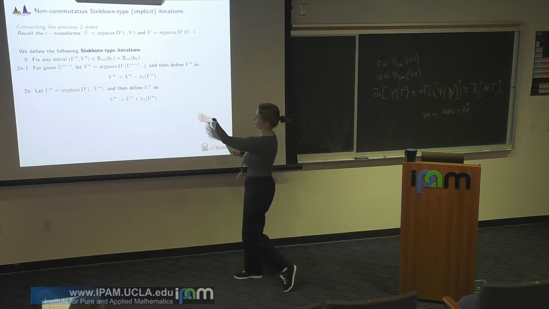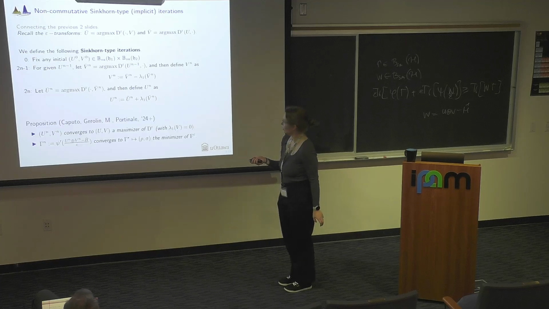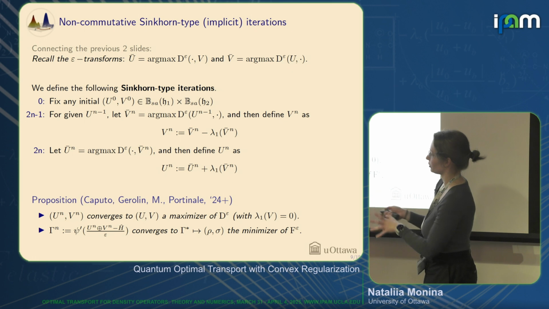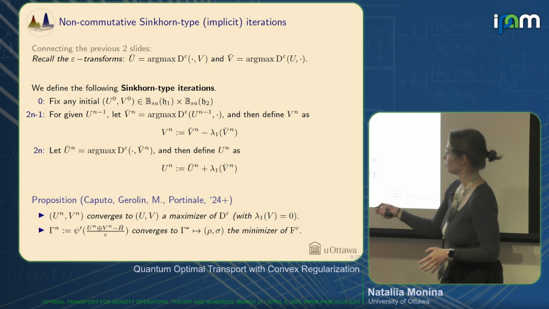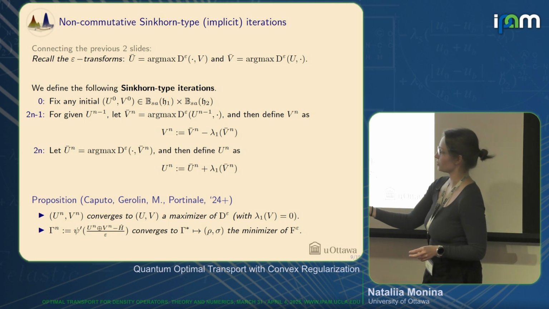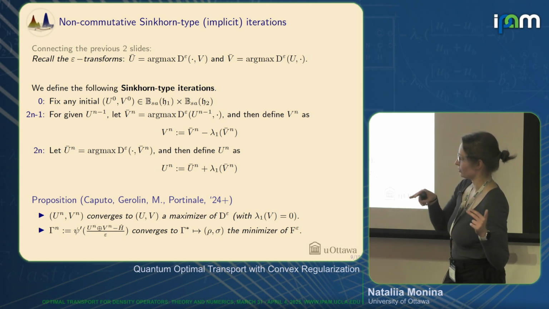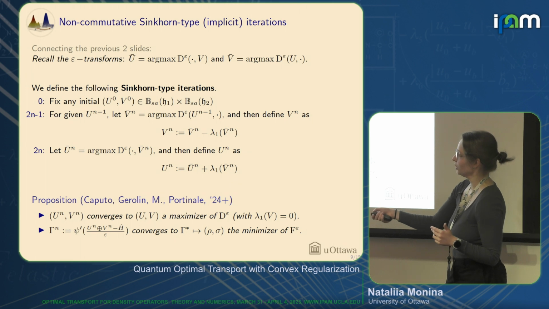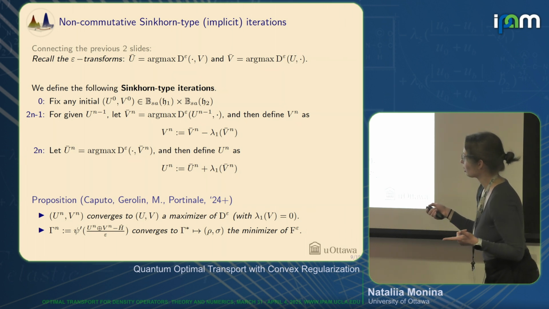So this condition is only to show that this sequence converges. All right, so what we show in this proposition is that this sequence is actually converging to a maximizer of D. And in fact, this sequence converges strongly, so we don't need to extract a subsequence. And moreover, the limit also has the eigenvalue of V equal to 0.